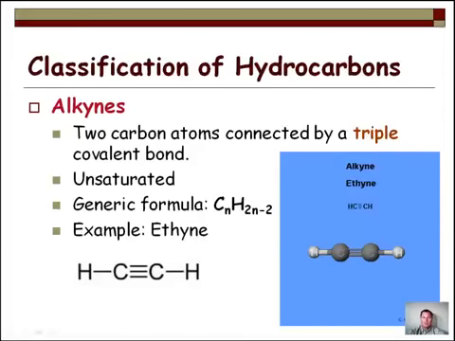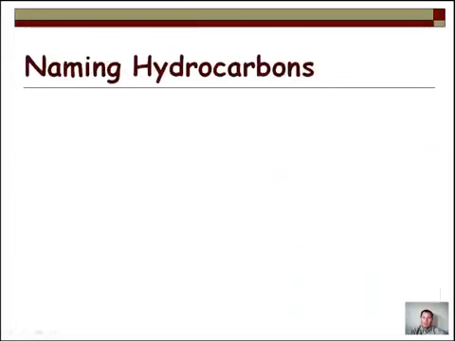So 3 basic types: alkanes, alkynes, and alkenes. We also have the cycloalkanes. I know it's a lot of naming. All you're really going to be responsible for is knowing that alkanes have a single bond, alkenes double, alkynes triple bonds, and cycloalkanes are in a circle.